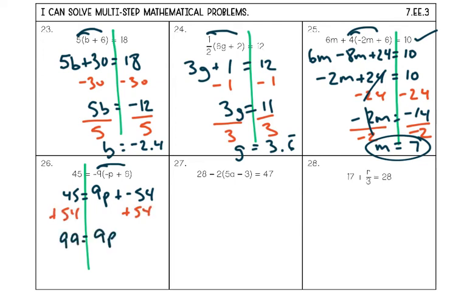I'm left with 99 equals 9 times p. Since it's times, I'm going to have to divide to get rid of it. So now I'm left with 11 equals p. I know that I'm correct because when I plug 11 into the original equation, I end up with 45. So I'm correct. For number 27, I see an equation, so I'm going to start by drawing my line down the equals.